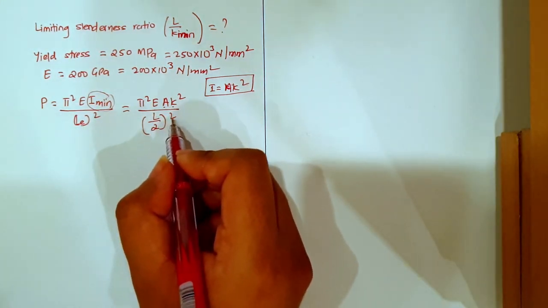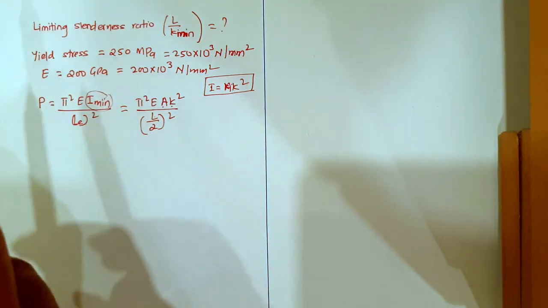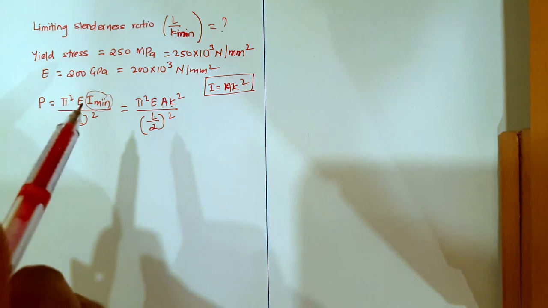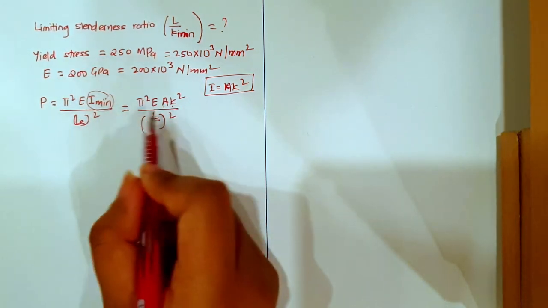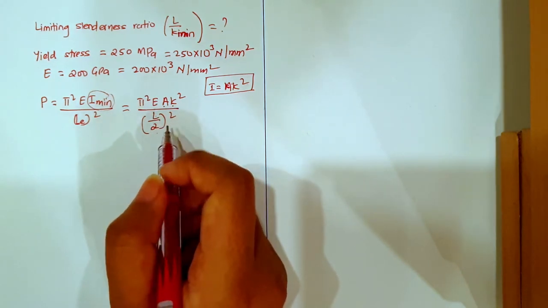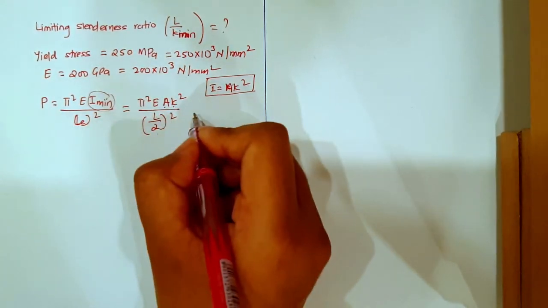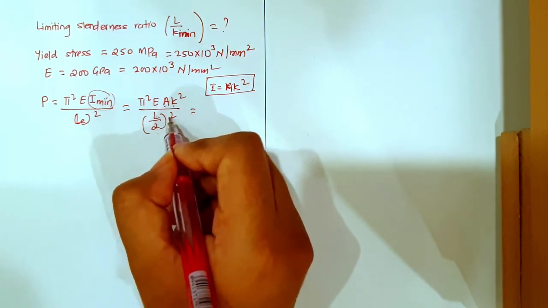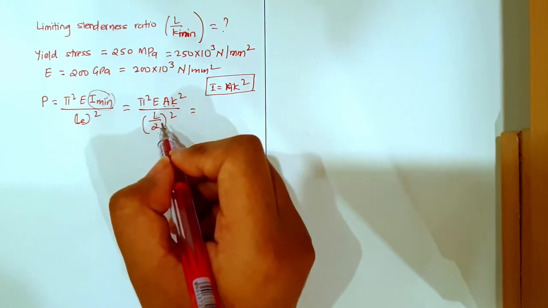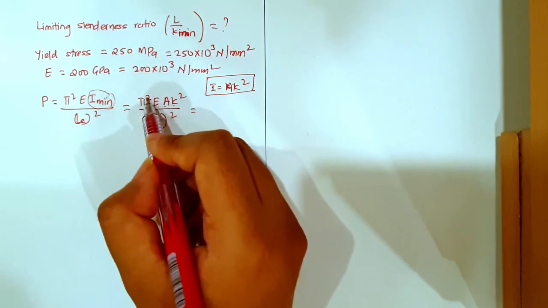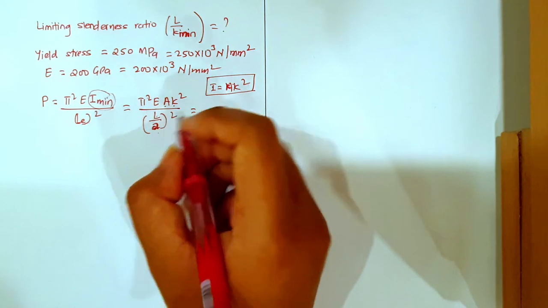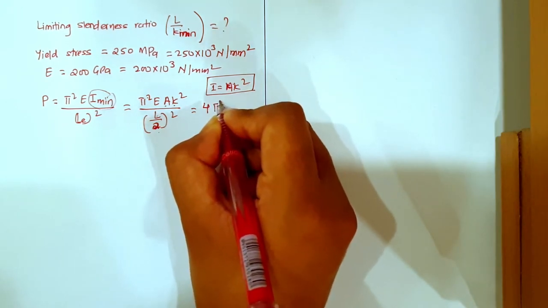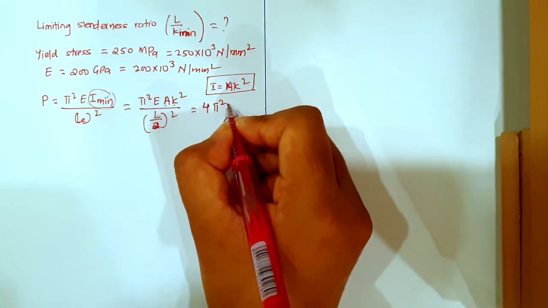This L by 2 square is for the end condition given in this question, which is a fixed end column. So both the ends are fixed. For fixed end, effective length LE will be equal to L by 2. So L by 2 the whole square. Now from here, if you further solve this equation, down here L squared divided by 2 squared will be equal to 4. Now if I reciprocate it, I can send this 2 which is in denominator to numerator. So after squaring, 2 squared will be 4, and I'm sending it into the numerator, which will be 4 pi square E.